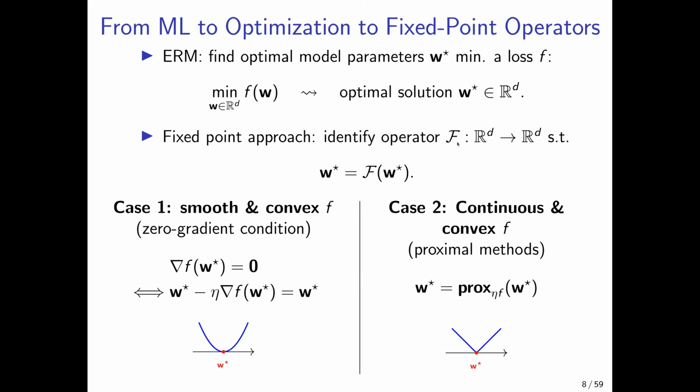We write calligraphic f here, mapping from R^d to R^d, where d is the dimension of the parameter space, and such that this optimal parameter gets mapped to itself when we apply f. So this is our goal.